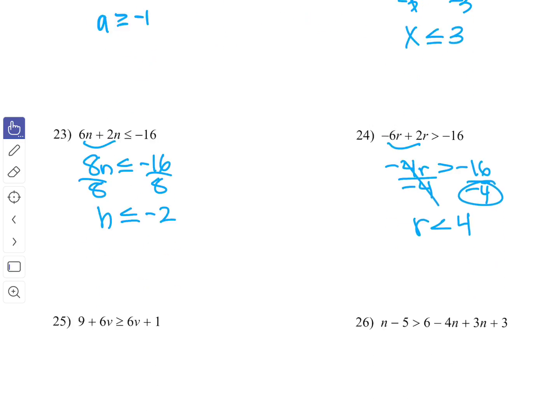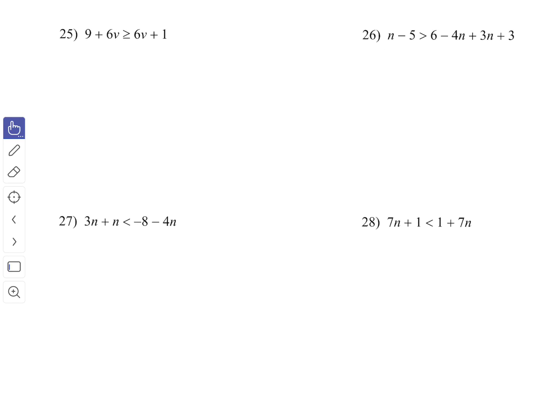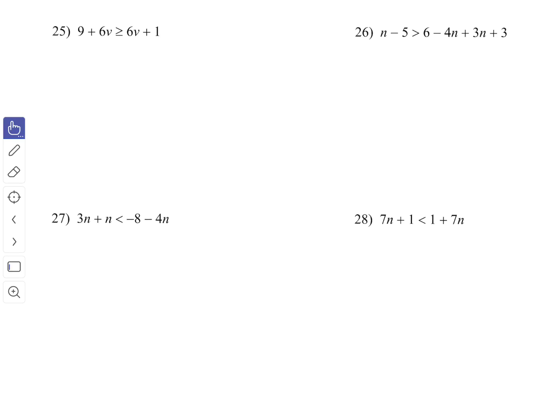Okay? Now, these next two, we can see that we've got variables on the opposite side of the equation. Remember, when they're on the opposite side, we have to subtract or add to get them on the same side. So, I subtract a 6v from both sides.